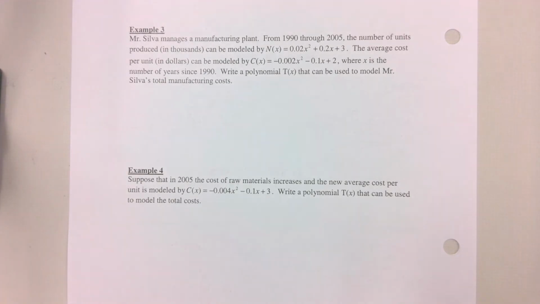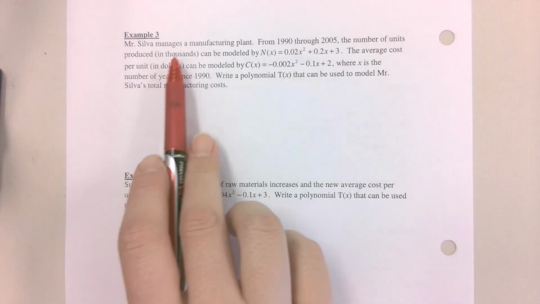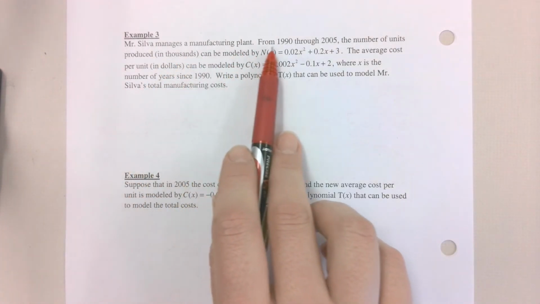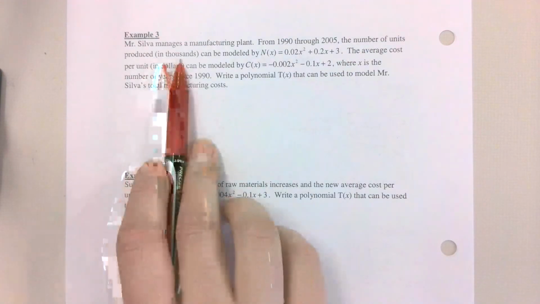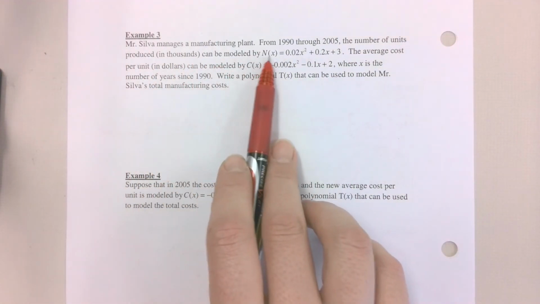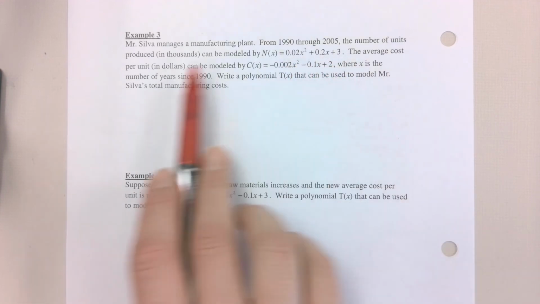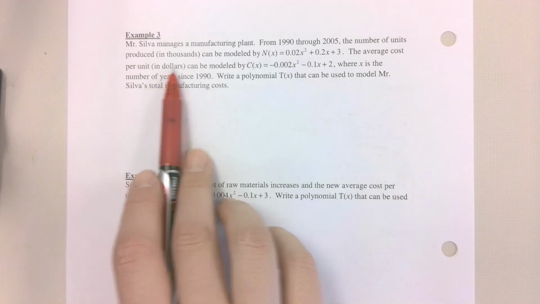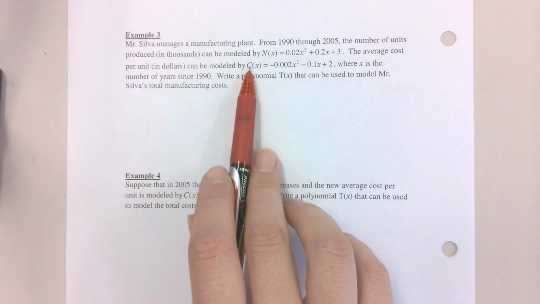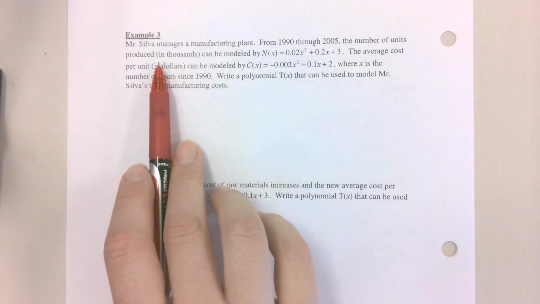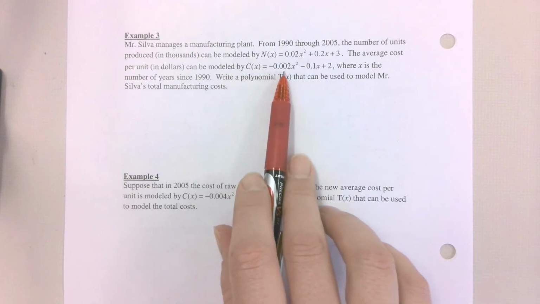All right, we're moving on to some word problems here and application problems for multiplying polynomials. So we have a manager at a plant, and from 1990 to 2005, the number of units produced in thousands can be modeled by this. So n of x is 0.02x squared plus 0.2x plus 3. The average cost per unit in dollars is modeled by c of x. Okay, so this is the number of units, and this is the cost of that. And remember, the number of units is actually in thousands when we have that final number. And then we have our cost in dollars.